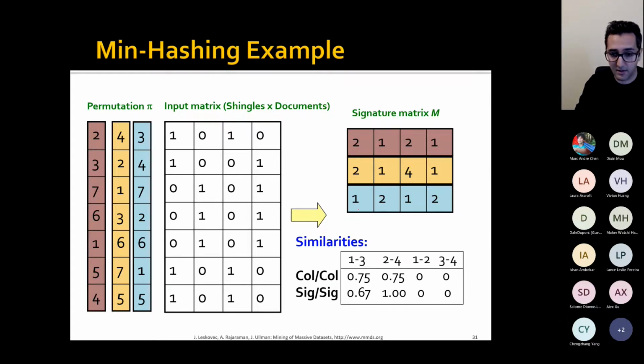For example, here, column 1 and 3, so this one and this one. Let's quickly calculate Jaccard similarity. So 1, 2, 3, so it's 3 over, and then 1, 2, 3, 4. So the Jaccard similarity is 0.75 for 1 and 3. Hopefully you agree. Now, forget about the original matrix. We don't have that. I only give you the signature matrix. Can you estimate the similarity from the signature matrix?